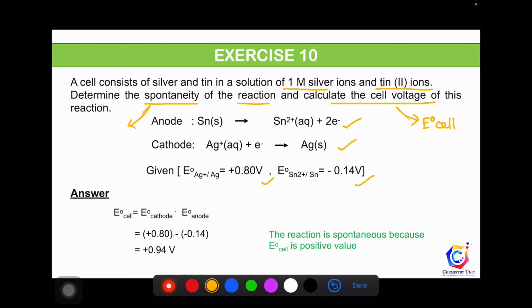You know that in order to determine the reaction spontaneity, you have to calculate E0 cell, which is E cathode minus E anode. Enter in the corresponding values. Make sure to use a bracket to separate the signs. Your final answer should include the sign as well as the unit. Since a positive value is obtained, the reaction is spontaneous because the E naught cell value is a positive value.